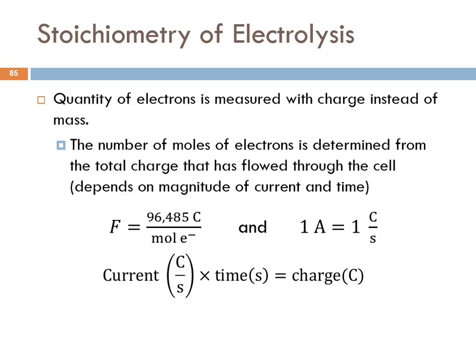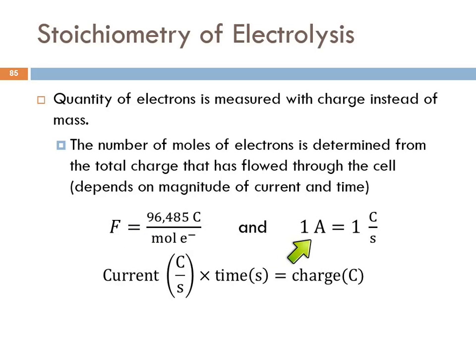You can't weigh electrons, but you can measure the charge. So we measure electron quantity in charge instead of mass. The number of moles of electrons we get from the total charge that has flowed through the cell. And that is dependent on the magnitude of the current and how long it ran. So Faraday's constant is important here because that relates Coulombs of charge to moles of electrons.